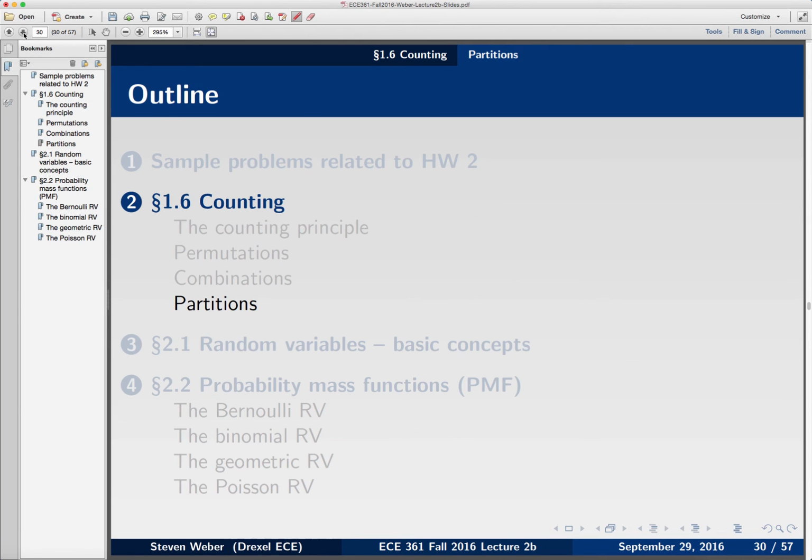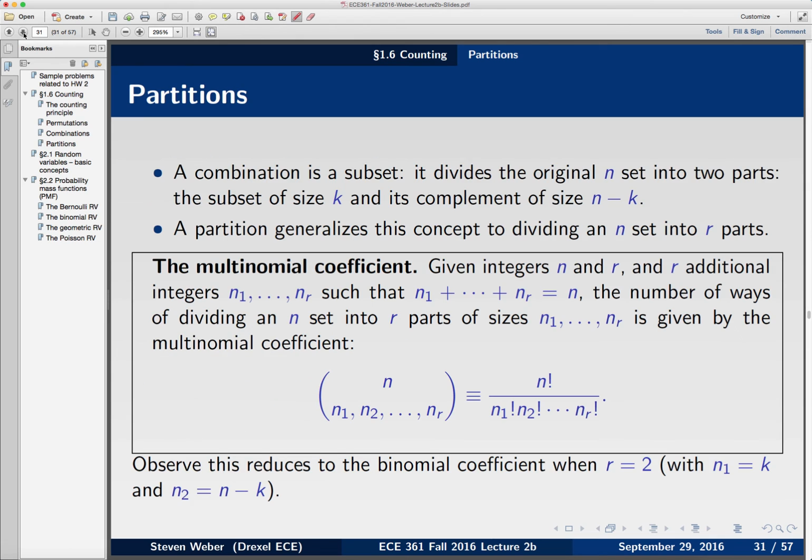Next, let's talk about partitions. So a combination is a subset. It divides the original n set into two parts, the subset of size k and its complement of size n minus k. Instead of just dividing our original set into two parts, let's now consider a generalization of that idea and divide the set into r parts, where r is going to be a given integer.